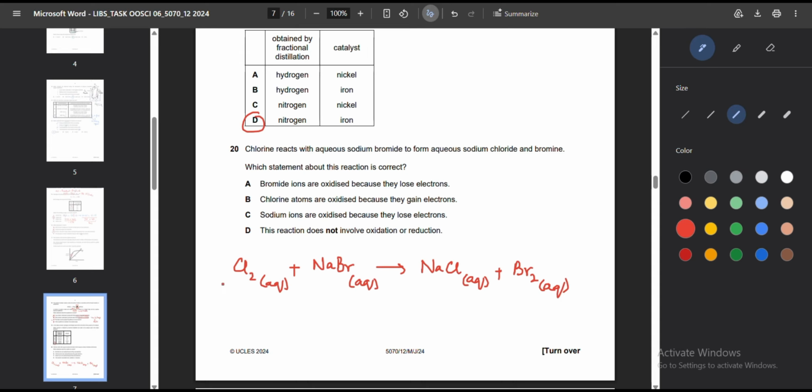So that is the reaction that takes place. Okay, now the first option is that bromine ions are oxidized because they lose electrons, and chlorine atoms are oxidized because they gain electrons. Sodium ions are oxidized because they lose electrons. The reaction does not involve oxidation or reduction.